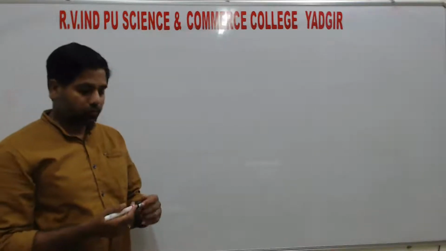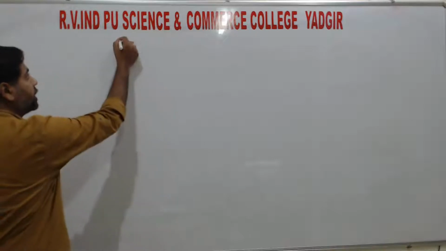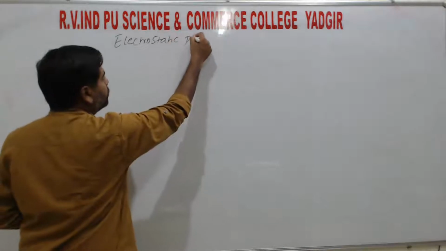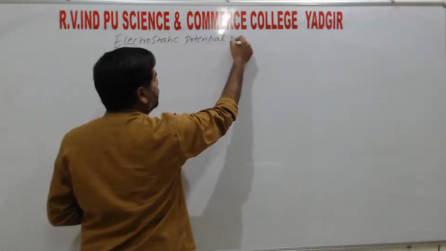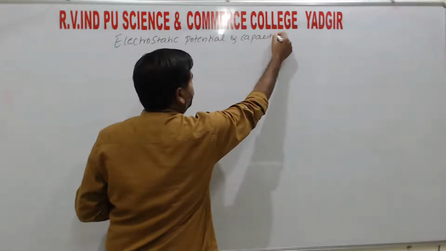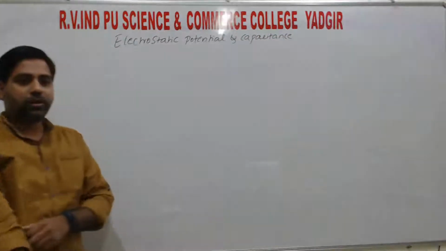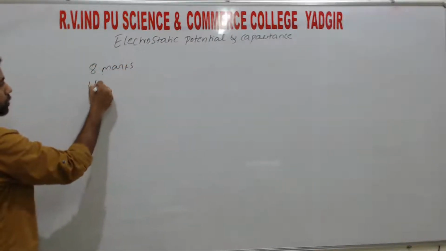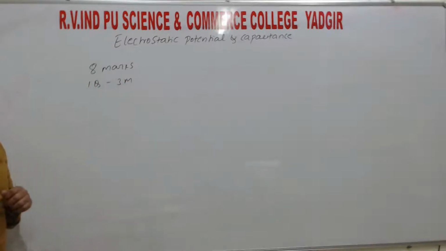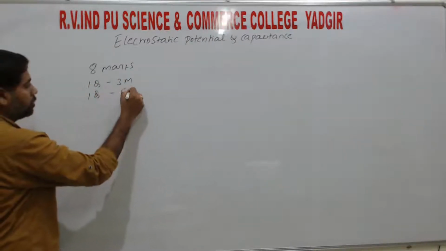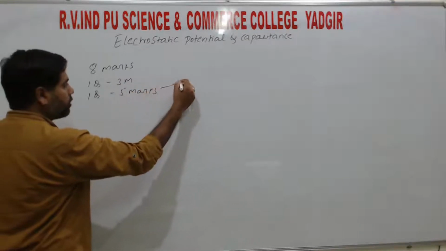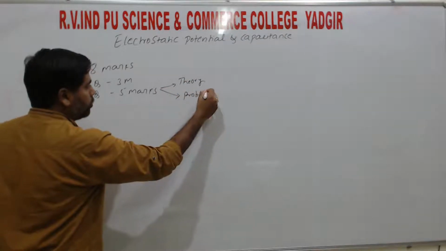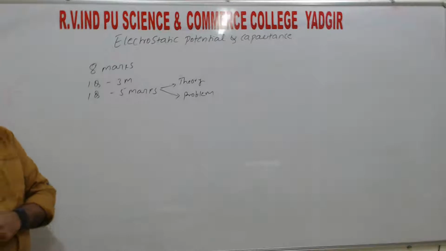Good morning, students. So today we start with the new chapter, that is electrostatic potential and capacitance. The marks allotted for this chapter is 8 marks, right? One question will come for 3 marks, and one question will come for 5 marks. These 5 marks either may be theory or problem, right? So very important topic.